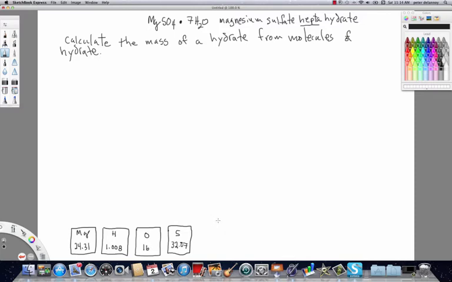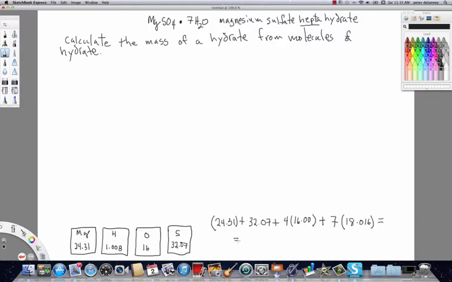So the magnesium is going to be worth 24.31. That's grams per mole. All right, and I'm showing the relevant information that we need down here on the bottom of the screen. That's going to be added to, we've got 1 atom of sulfur in this, so it'll be 32.07. Plus, there are 4 oxygens. Each is worth 16. And then we need to add to the total here. We need to add 7 water molecules. And each water molecule is worth 18.016.